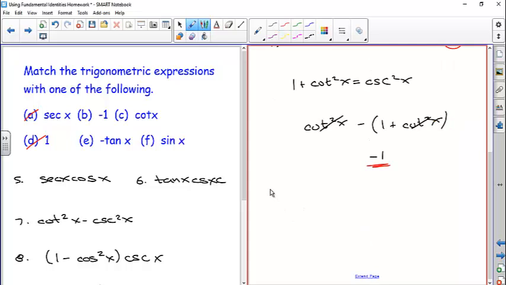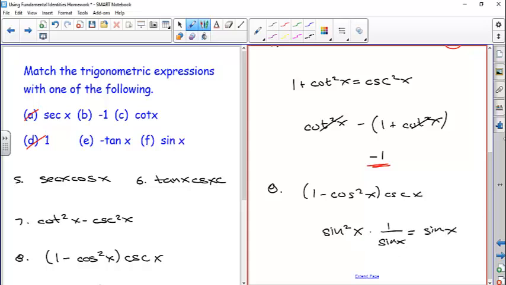Okay, number 8 is 1 minus cosine squared x times the cosecant of x. Again, this is a Pythagorean identity. If you look that up, you'll see that sine squared plus cosine squared equals 1. And so if you solve for sine squared, you'll get 1 minus cosine squared. So I can replace that with that. And then I can replace the cosecant with the reciprocal identity. So it's 1 over the sine. So sine squared divided by sine is just sine.